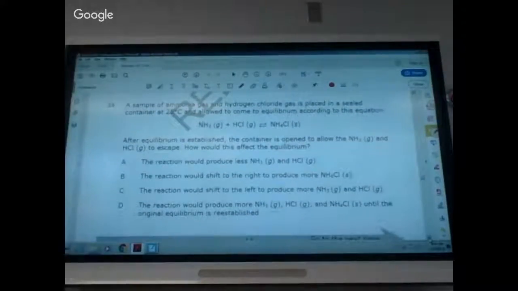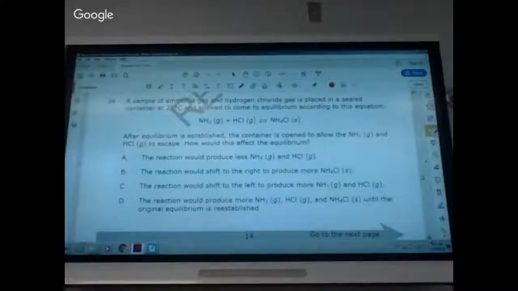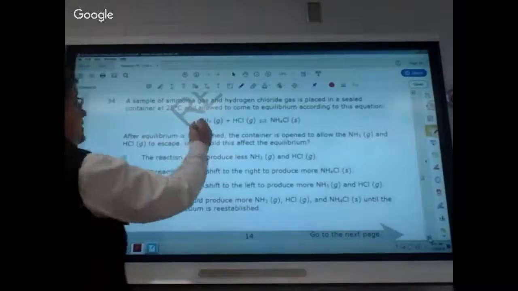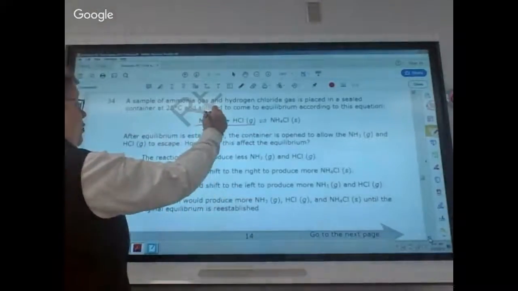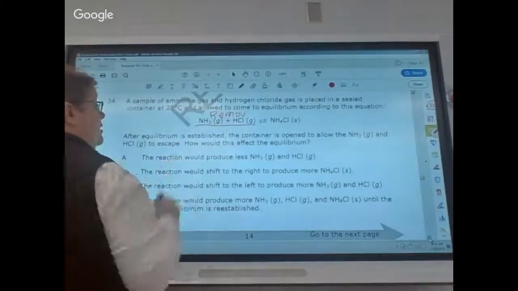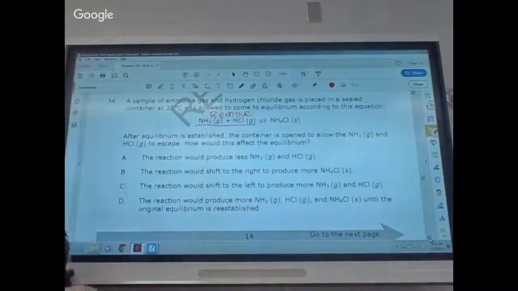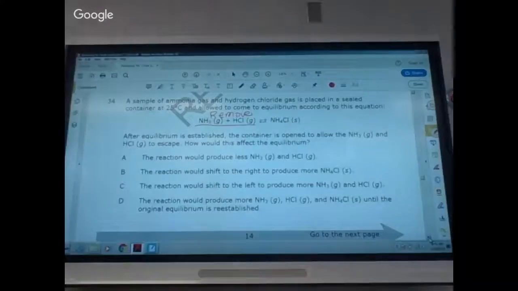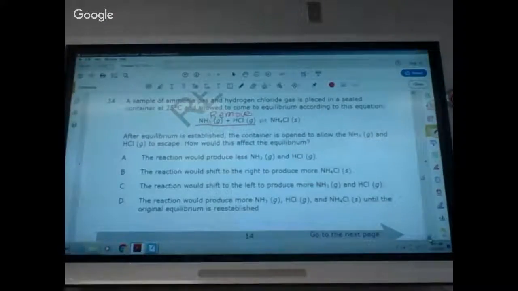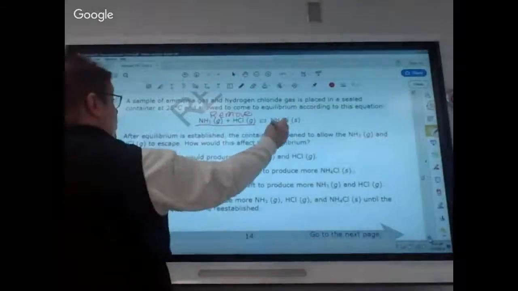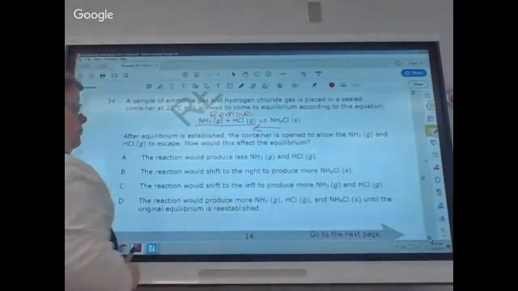All right, 34 and I think it was 35 are both shifting equilibrium. So a sample of ammonia, blah, blah. It says after equilibrium is established, the container is opened, allowing NH3 and HCl to escape. So if this is escaping, that means that we're removing these. So if I'm removing it, equilibrium has to shift to which side? To the left. It has to go to the same side. So equilibrium is shifting to the left.